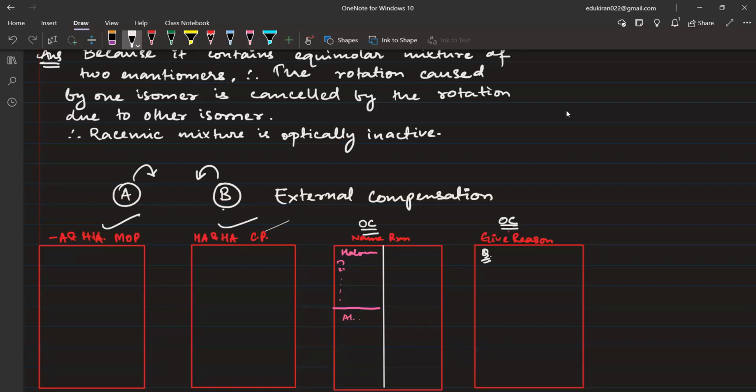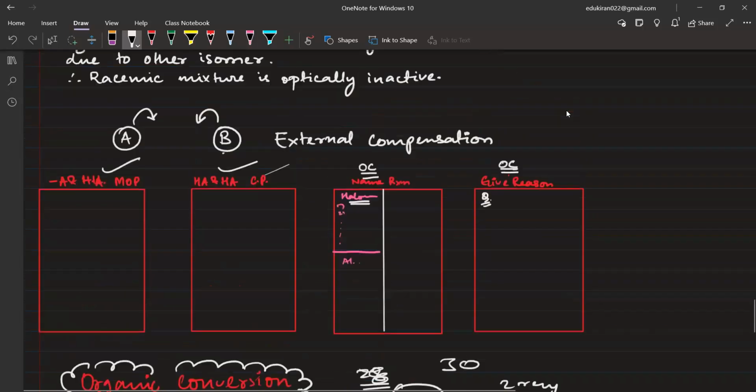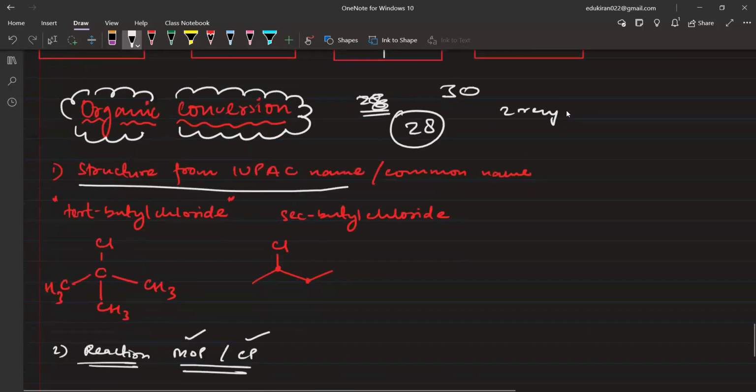Whatever name reactions you have learned in haloalkane, you write the names of the reactions only. Then that will be one sheet for the complete organic chemistry portion. Then for alcohol, you will write all the name reactions in alcohol. Okay. And then for all the organic chemistry, you should write haloalkane and write the list of give reason questions. Okay. So these should be present. And after that only you can start organic conversion. I will give you the lecture recording in the WhatsApp group.